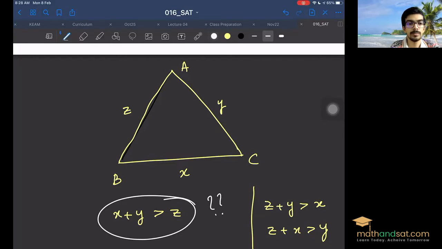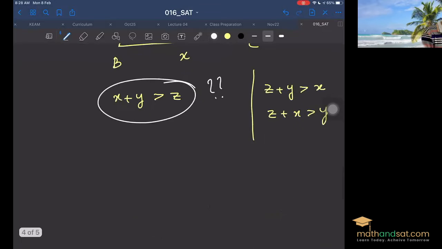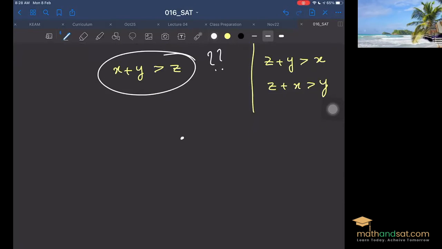Okay. Listen carefully. See, there are no random facts in math. Everything has a logic. Simple. Say you are going from point A to point B. Now, what is the shortest path you can take from A to B?